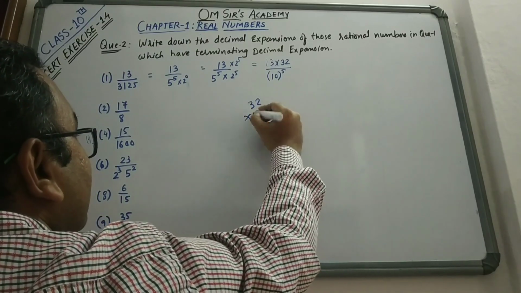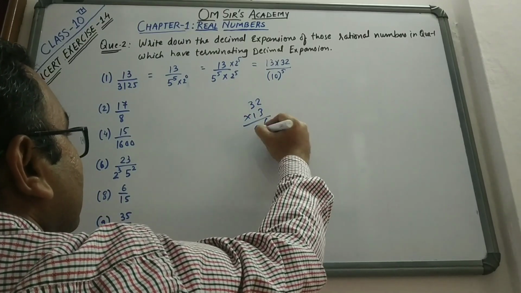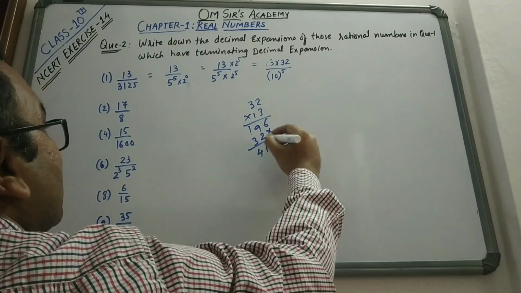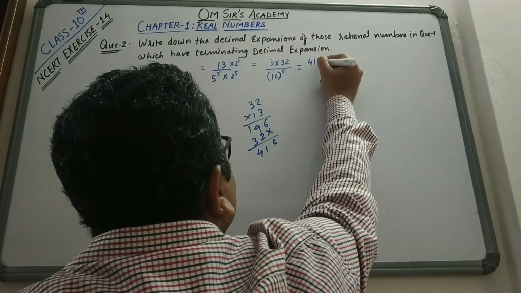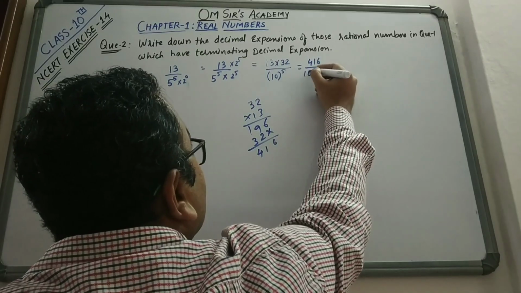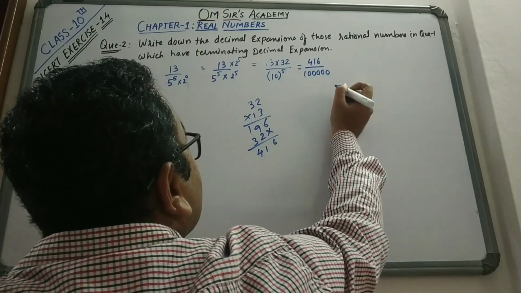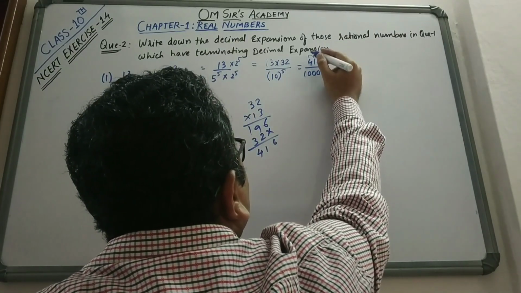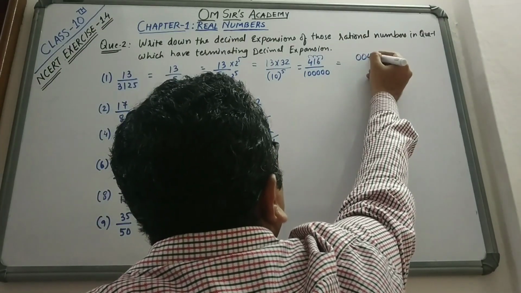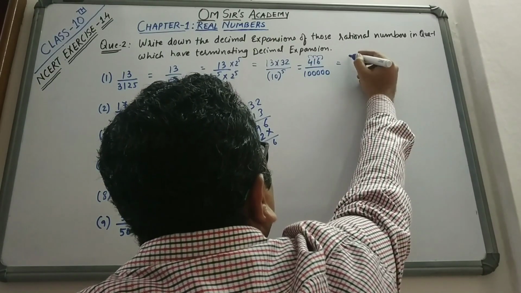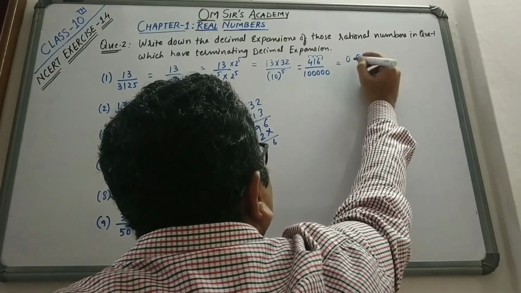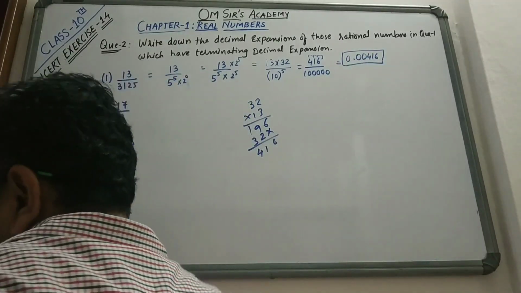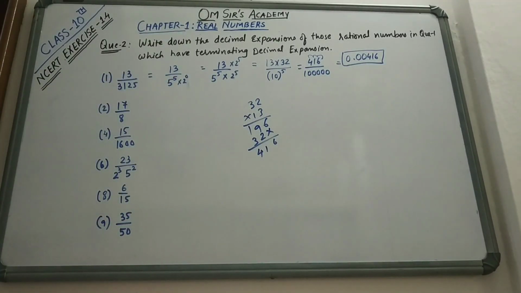So what is 32 into 13? 3 2s are 6, 3 3s are 9, 1 2s are 2, 3. So it is 416. 416 divided by 10 raised to 5, which is 1 lakh, 5 zeros. So it will be 1, 2, 3 and 2 zeros, that is 00416, and before that it will be a point. So 0.00416 is the terminating decimal expansion of this question.